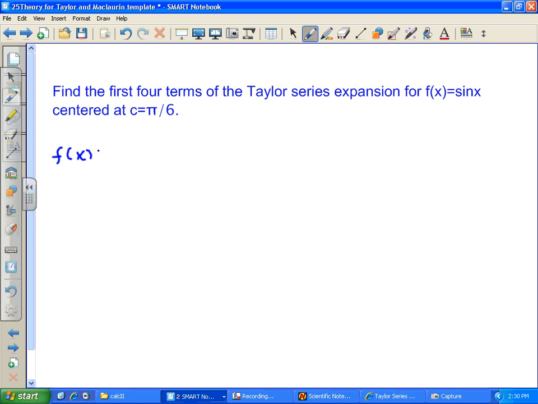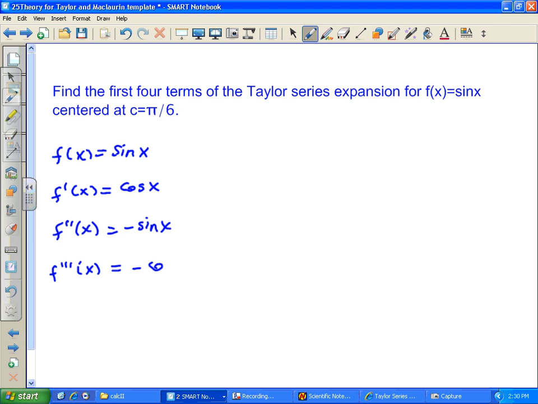So f of x is sine x. The derivative is cosine. Second derivative is negative sine x. The next one would be negative cosine x. And then we're back to the beginning of positive sine x.